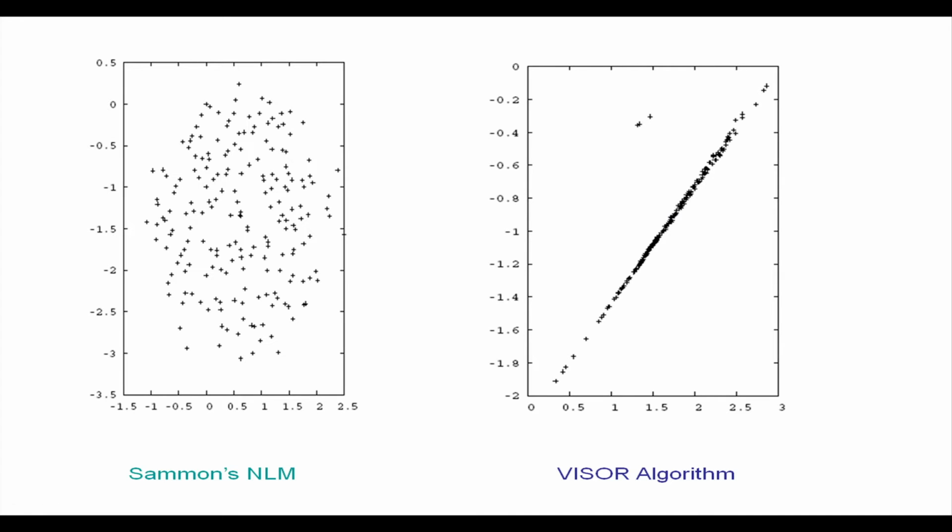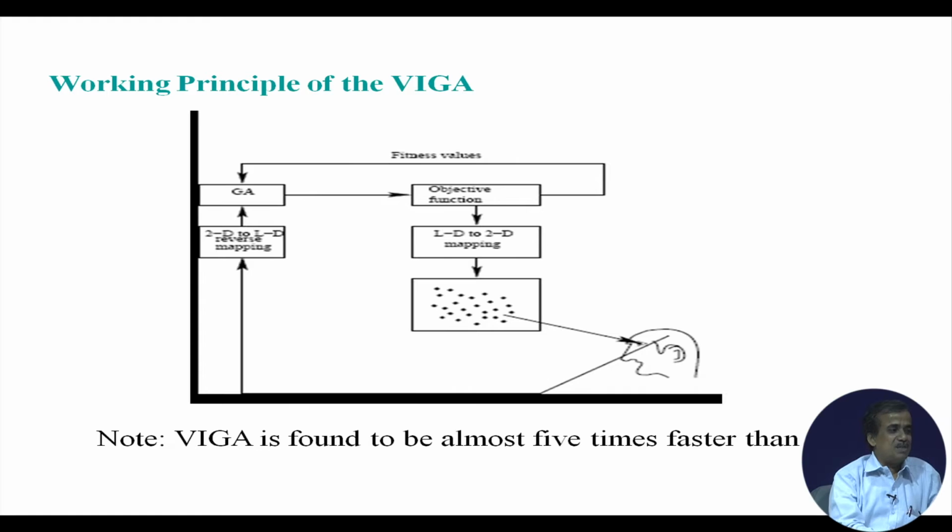Now, using these mapping tools, how do we develop this visualized interactive GA? You can see that here the GA is working in the higher dimensional space, and I have an objective function, y, which is a function of 10 variables, x1, x2 up to x10. So, the GA is working in the higher dimensional space. This higher dimensional data is mapped to 2D using mapping methods, say Sammon's nonlinear mapping or the VISOR algorithm. So, on 2D I will be getting this type of information about the topology of the objective function.